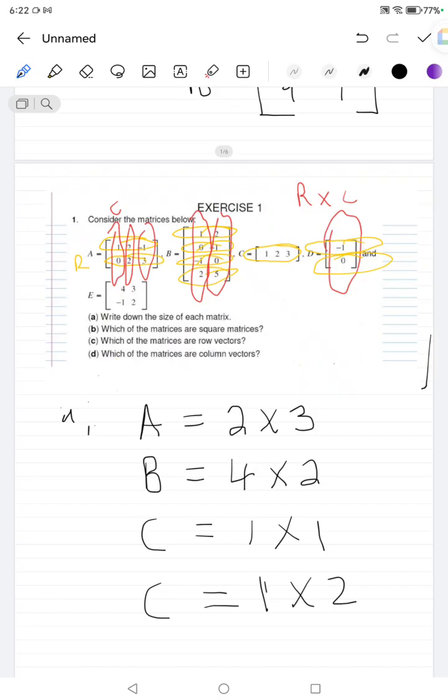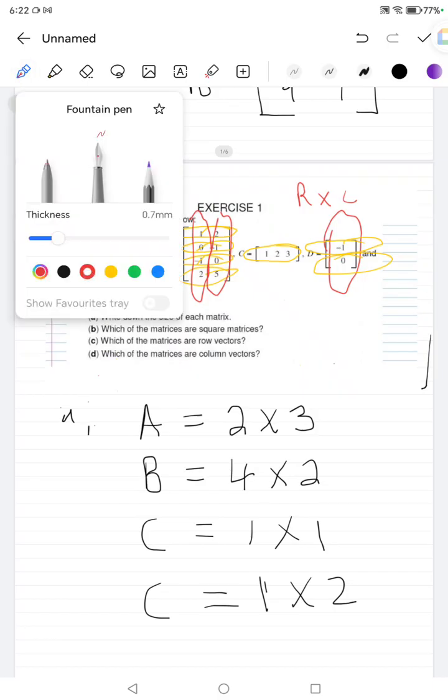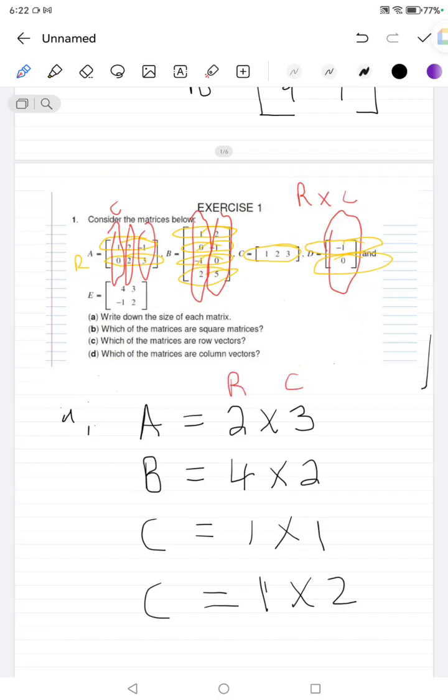As I said, you always start with your rows followed by your columns. So these ones are your rows, these ones would be the columns.